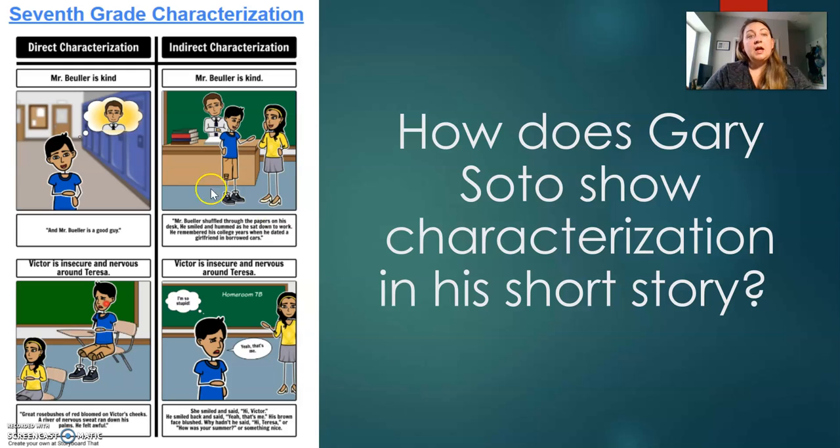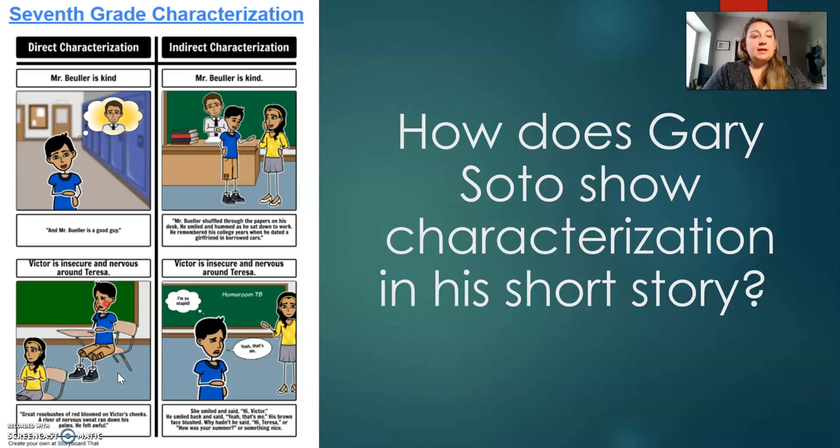that he likes. So these are two examples of where the author has given you direct characterization with Victor saying Mr. Bueller is a good guy, and indirect characterization where Gary is writing a passage of how the teacher didn't call out Victor for not knowing something.